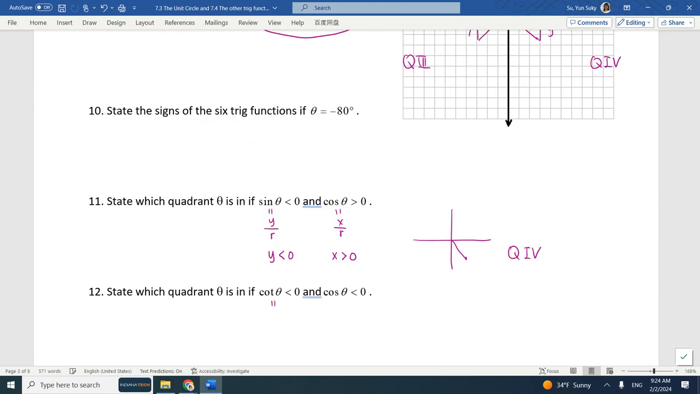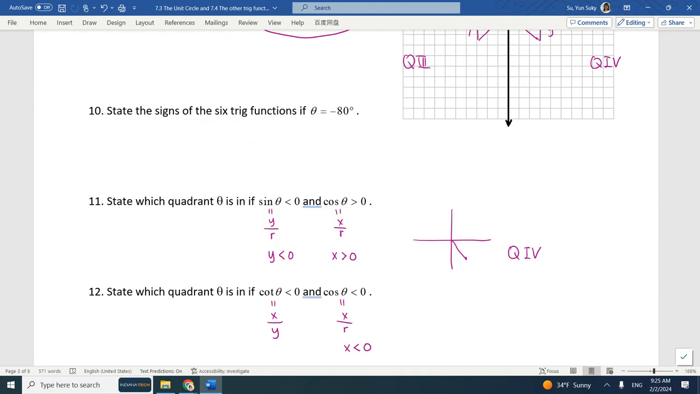Okay, next one is a little bit harder. What's cotangent? X over y. It's negative. That means either x is negative and y is positive, or x is positive and y is negative. But let's look at the other one first. Let's look at the cosine first. Cosine is what? X over r, and it's negative. What do you say about the x? Negative.